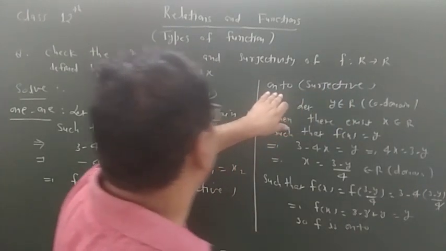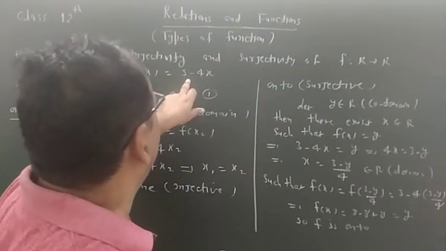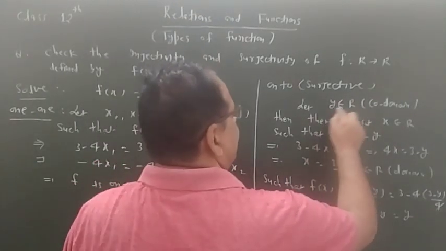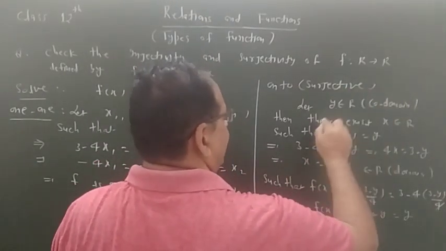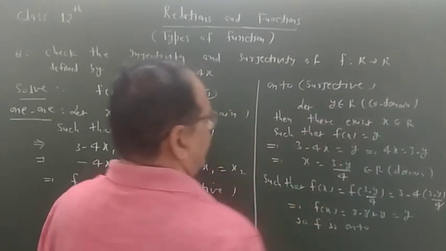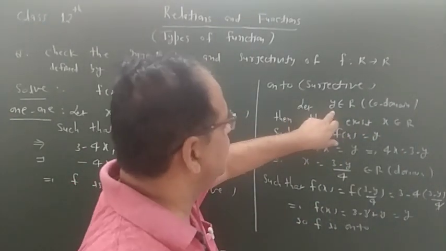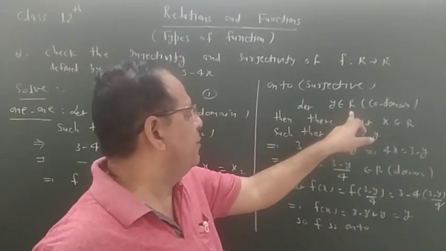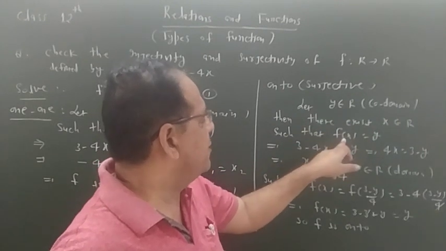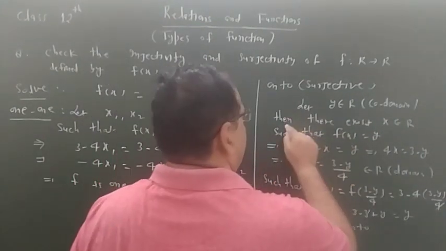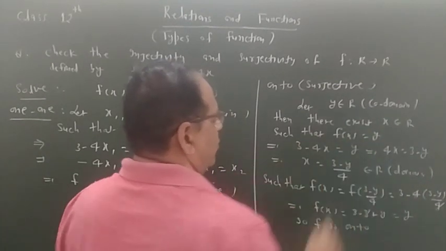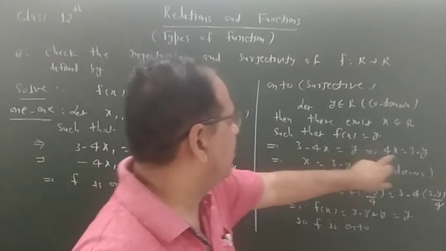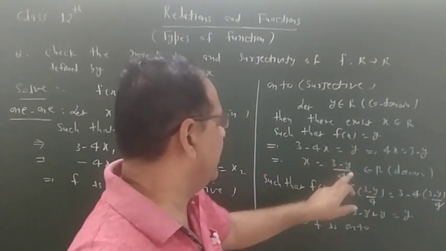For this clearance we take any arbitrary point y in our codomain, the set of real numbers R. If y is an element of the codomain, then there exists x belonging to R such that the image of that element is equal to y. So there exists x belonging to R such that f(x) = y, but f(x) is defined here as 3 - 4x. So 4x = 3 - y, x = (3 - y)/4.